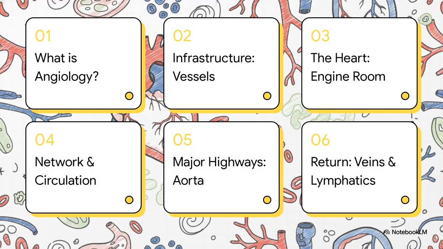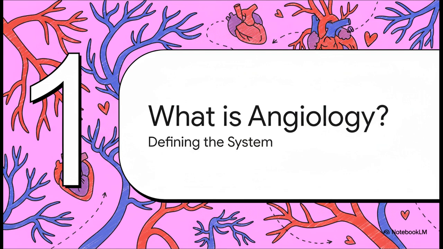So here's our game plan. We're going to start with the absolute basics. What even is angiology? Then we'll get into the infrastructure, all the vessels that act as the system's plumbing. After that, we'll check out the engine room, the heart, and figure out its electrical grid and the main traffic routes. And finally, we'll follow the return trip through the veins and lymphatics. It's a really logical flow, designed to build your knowledge from the ground up. All right, let's jump right in with stop number 1.